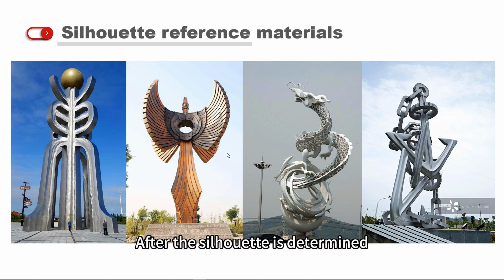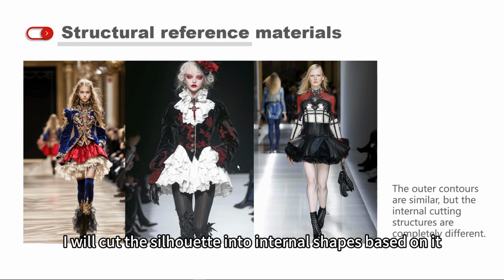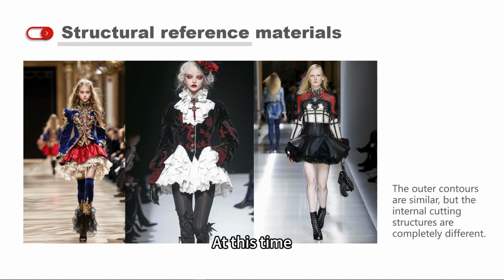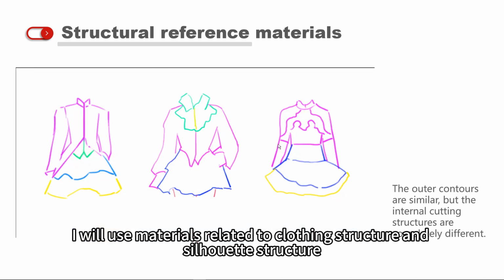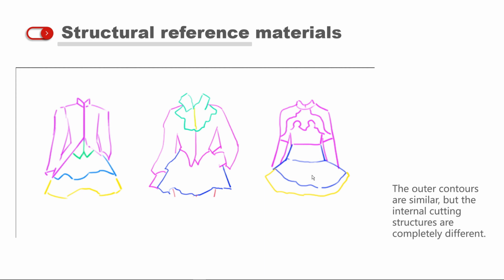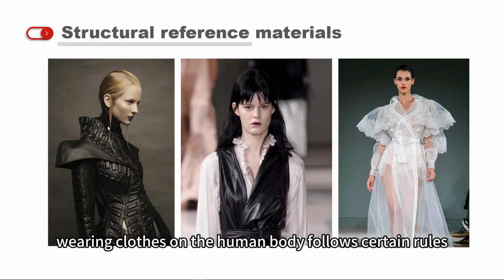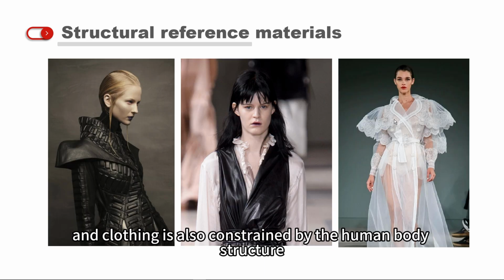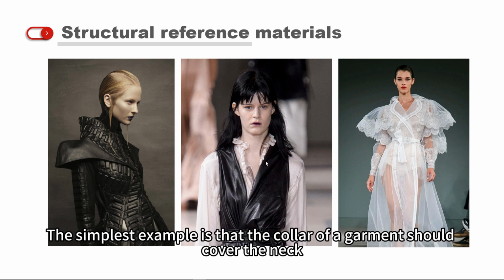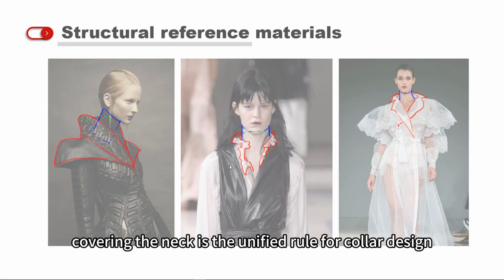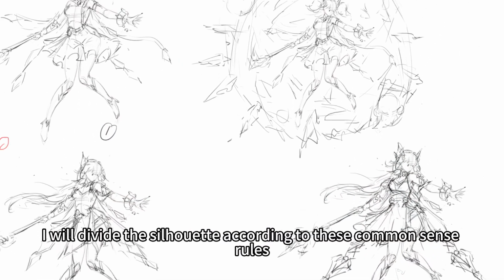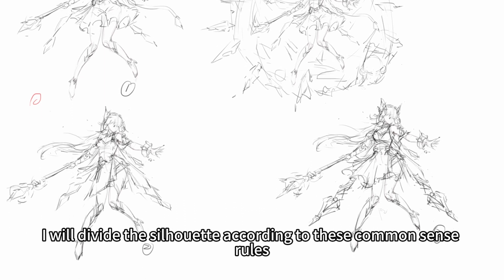After the silhouette is determined, I will cut the silhouette into internal shapes based on it. At this time, I will use materials related to clothing structure and silhouette structure. Taking clothing as an example, wearing clothes on the human body follows certain rules. And clothing is also constrained by the human body structure. The simplest example is that the collar of a garment should cover the neck. So no matter how the collar shape changes, covering the neck is the unified rule for collar design. In this part, I will divide the silhouette according to these common sense rules.